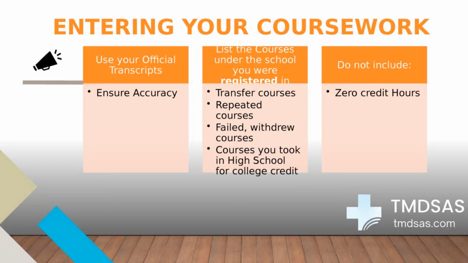Certain courses that you need to also include when you're entering your coursework in your application are repeated courses, any courses that you failed or withdrew from, or courses that you took in high school for college credits, like dual credit. And make sure you exclude coursework that has 0 credit hours.